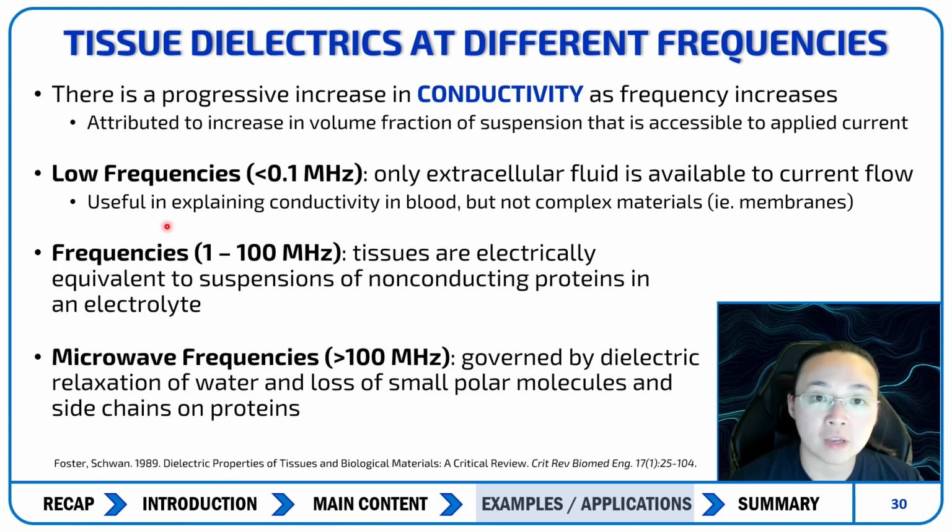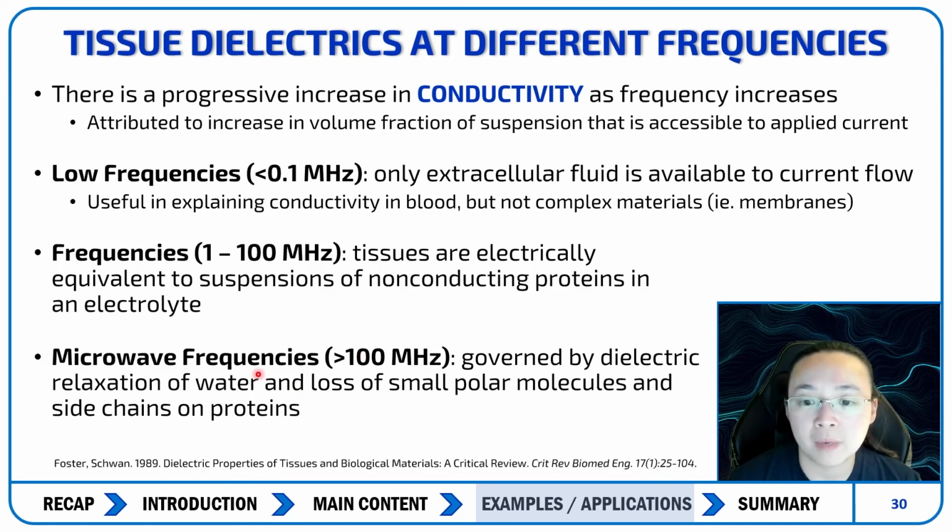So what can be affected at low, medium, and high frequencies? At low frequencies, only extracellular fluid is available to current flow. So that's useful in explaining conductivity in blood, but not so much for complex membranes. Once you up that to 1 to 100 megahertz, tissues are then equivalently or equally electric in property to different suspensions of proteins that are non-conducting, like an electrolyte.